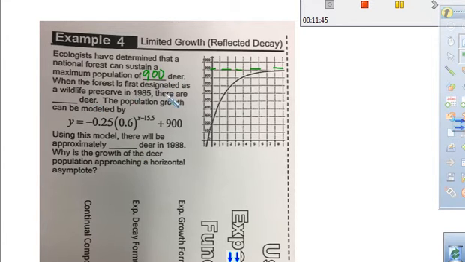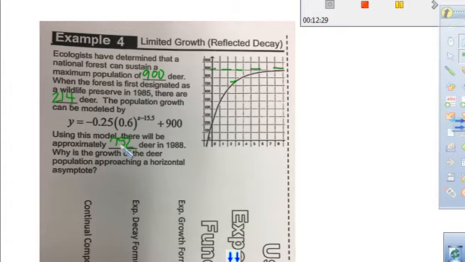When the forest is first designated as a wildlife preserve in 1985, that would be at time 0, there are how many deer? Well, you can look on there, it's a little over 200, and if I plug in 0 to my formula, I'm going to get approximately 214 deer. Now, if you guesstimate and say like 210, I bet Miss Emblem would be fine with that. Now, using this model, there will be approximately how many deer in 1988? Well, that's another 3 years, so I'm just going to look on here at 3, and it looks like it's about here, around 750, and if I plug in 3 into my formula here, I see that it's 752.